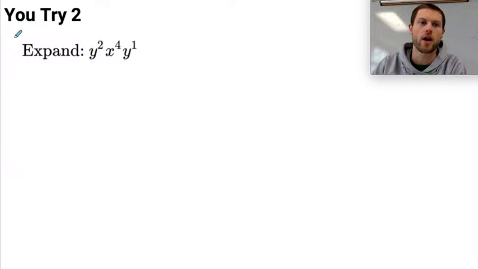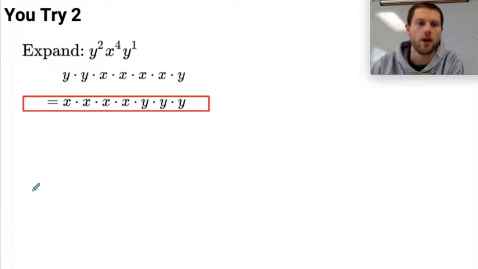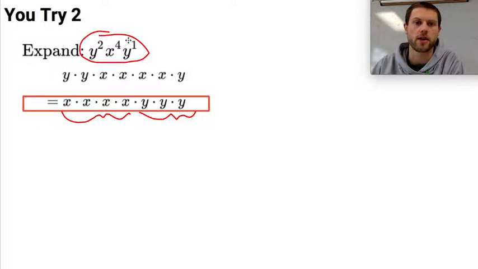But first, why don't you try this example? I want you to expand this and then write it in alphabetical order. Pause the video and give this problem a shot. All right, here's my answer. Once I have expanded everything, I rewrote stuff in alphabetical order. So I've got 4 of these guys, and I've got 3 of these guys. So next up, let's talk about how to actually write this in the simplest form. I would say this is not the simplest way of writing this quantity. I'd say that where I started, y squared times x to the fourth times y, that's not even the simplest way to write it. Might be better than this, but we can still go simpler.